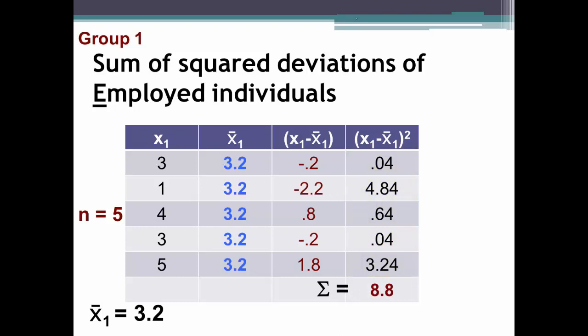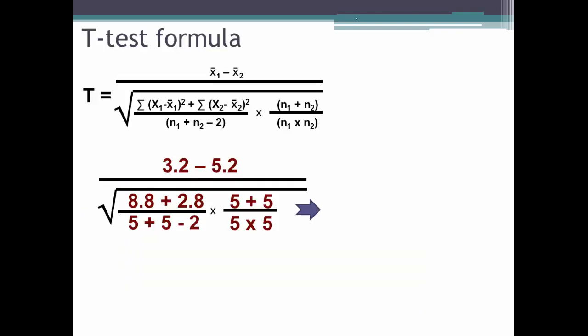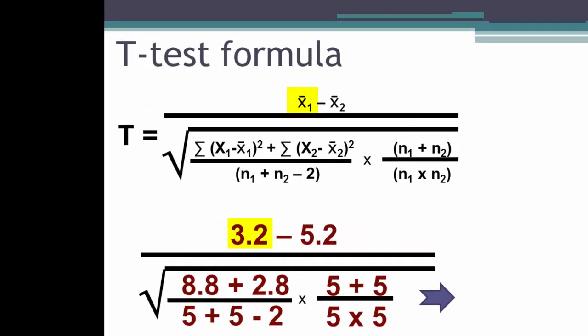If you've got the concept here, it's really just a matter of doing the same thing for the second set of numbers. We have an n of 5 for this group too, and the mean is 5.2. We subtract the mean from each score, then square the result, giving us the squared deviations. And we add those squared deviations to get the sum of 2.8. Now we have everything we need to plug into our t-test formula. The mean of group 1 and the mean of group 2, the sum of the squared deviations for group 1 and group 2, and the sample size, or the n's, of both groups.